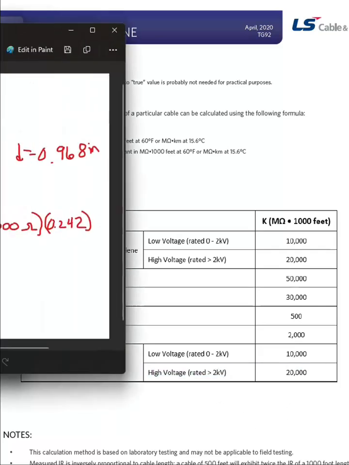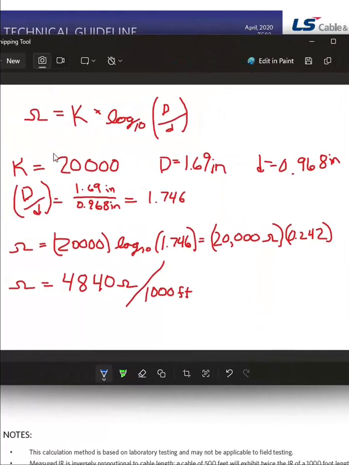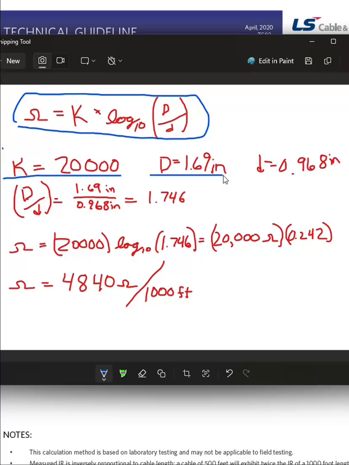So I have another thing pulled up over here to go through it. We have K equals, this is our base equation right here, and our ohmic value per 1,000 feet. Our K equals 20,000 megohms. D, big D and little d right here, and then we're going to divide them out. Big D divided by little d is 1.69 inches divided by 0.968 inches. Divided out, the inches cancel out of each, right? You're dividing inches by inches, so it's just a ratio or a number now.